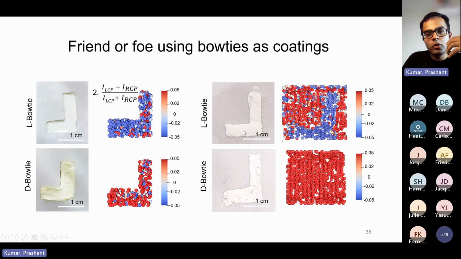So when you coat this on cloth, you can see that the cloth itself has a background signal, which comes from the twisted fibers that form the cloth. So D bow ties, when the handedness of the D bow ties matches the handedness of the cloth in the background, even though you can see them with the eye, when you look at them using the circularly polarized laser, they are pretty much invisible.